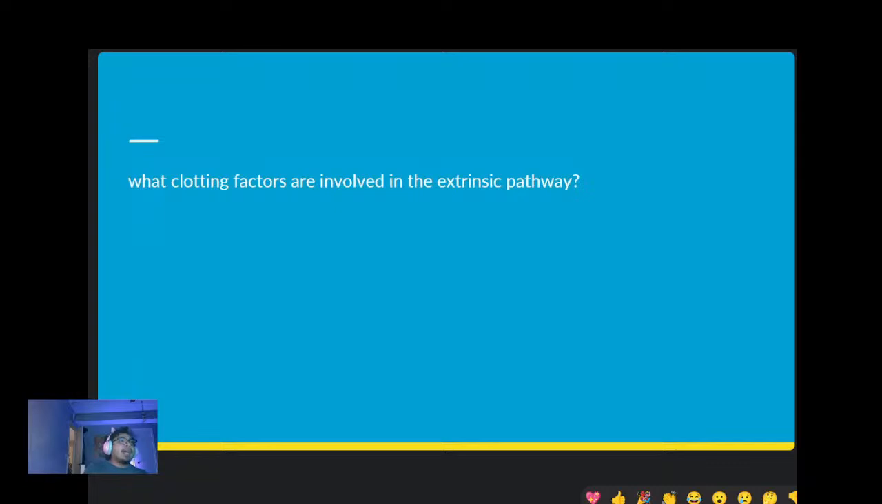Now, what factors are involved in the extrinsic pathway? Malungkot siya kasi tatlo lang. Okay? Tatlo lang. Factor 3, factor 7, and factor 9. Okay? Clear? Makakasunod pa din? Okay. So pakita na natin ang ating slide. Next slide. May picture tayo next.